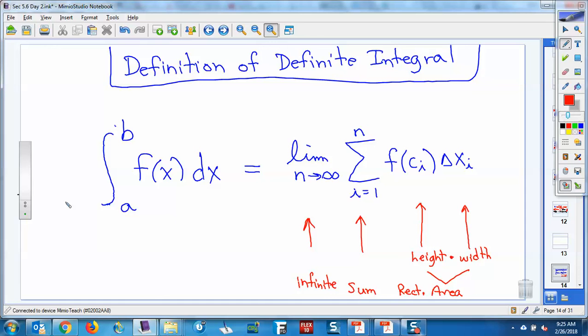Rectangle there. Does that make sense? We can draw one at the left edge, we can draw one at the right edge, we can draw one at the midpoint. It kind of disappears. We could draw one somewhere else in it.